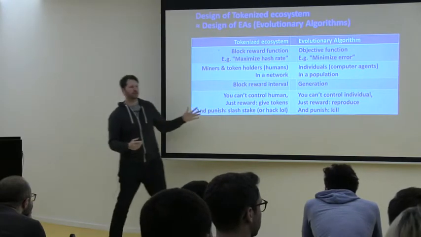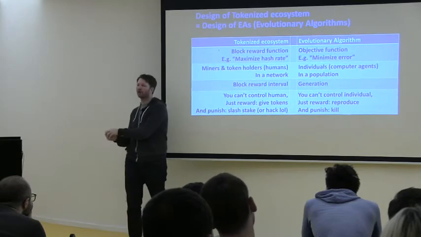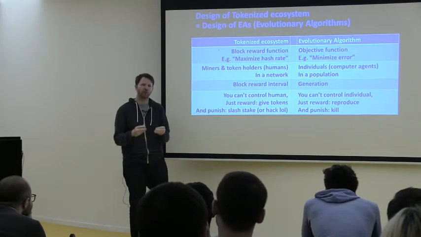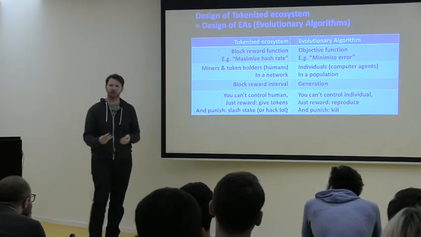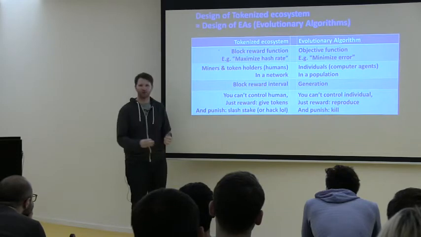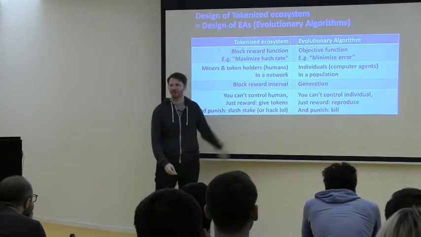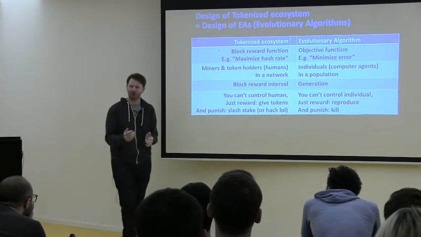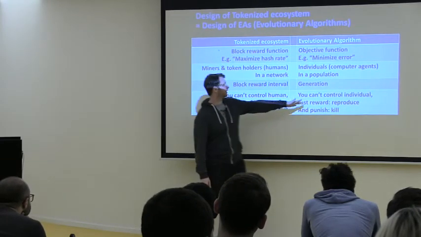And in a tokenized ecosystem, you can't control the human. People will run around and start mining pools and start ASIC farms and buy and sell Bitcoin. All you can do is reward them for doing the things you want them to do, give tokens. And you can potentially punish them for doing things you don't want. In proof of stake systems, it can be like slashing stake. Or you can also punish people for bad implementations by hacking. Every blockchain has a built-in bug bounty system. Kind of amazing. Bitcoin is a $130 billion bug bounty system. Pretty cool, right?